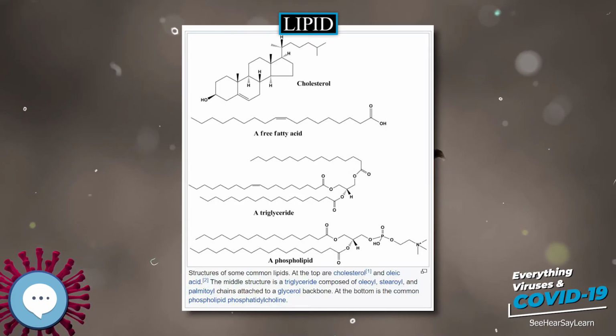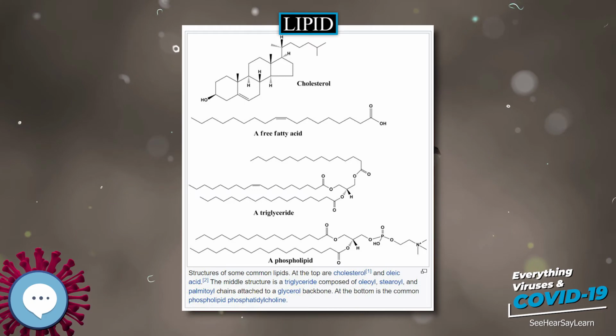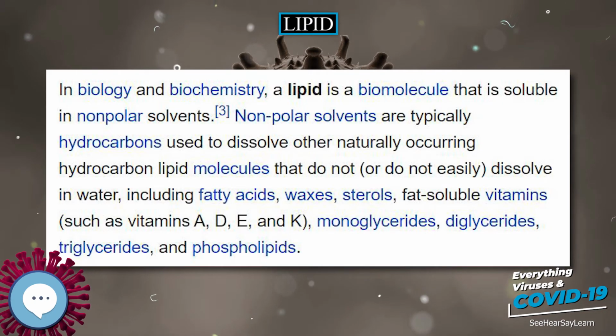Sterols are steroids in which one of the hydrogen atoms is substituted with a hydroxyl group, at position 3 in the carbon chain.